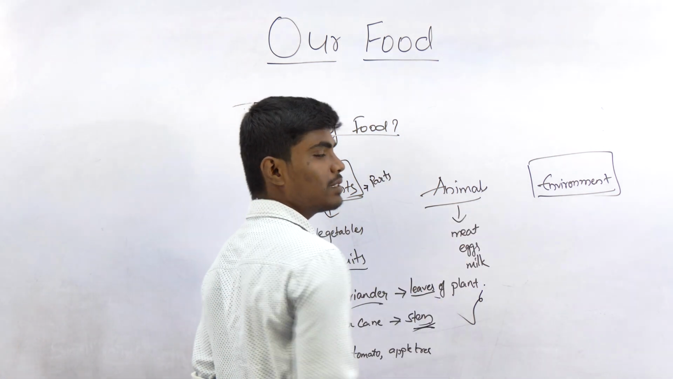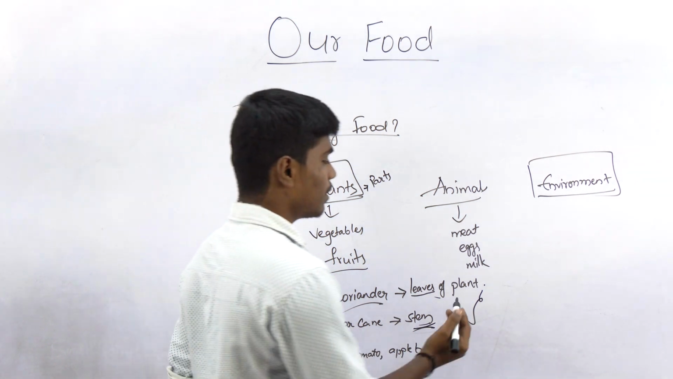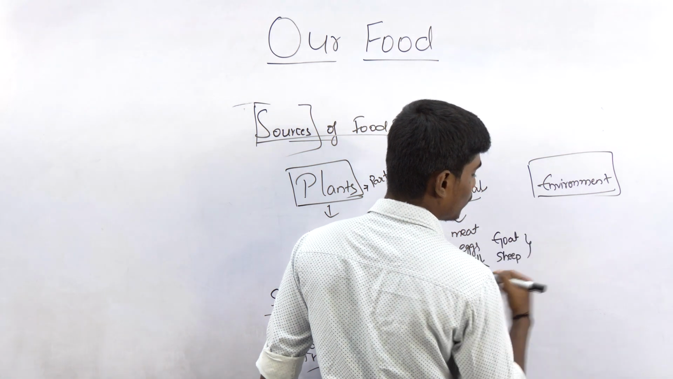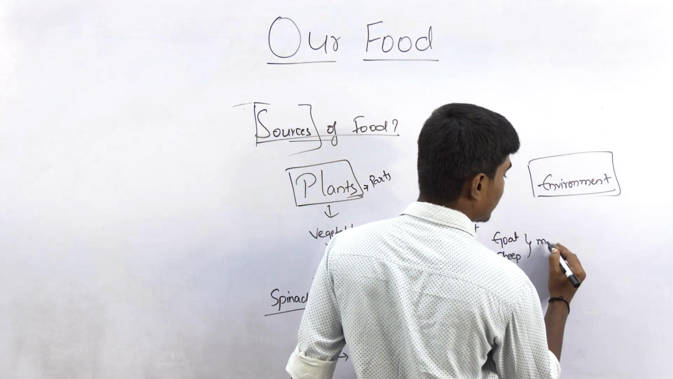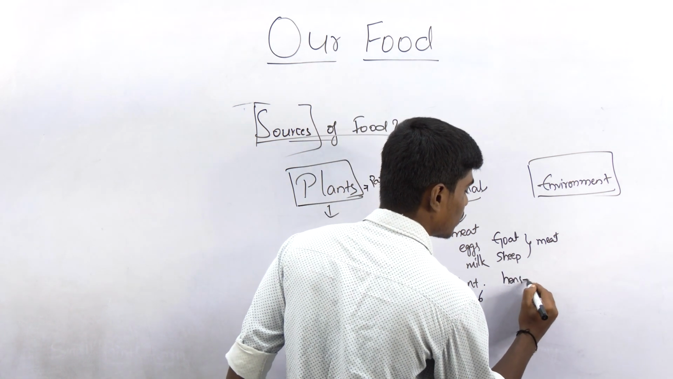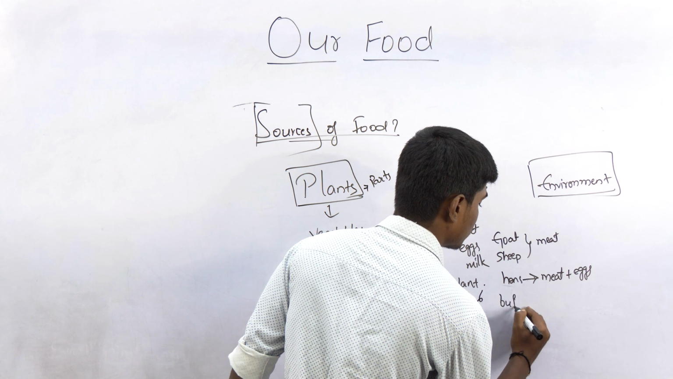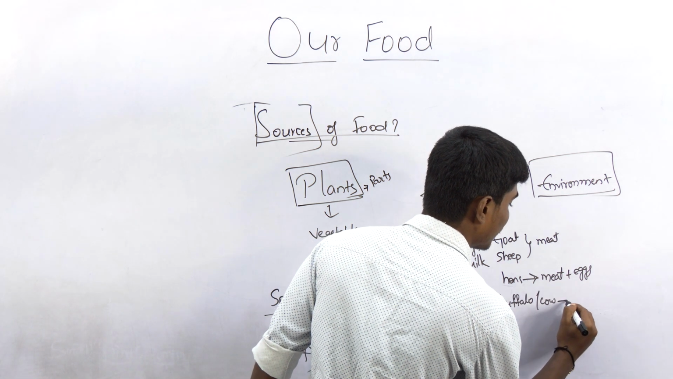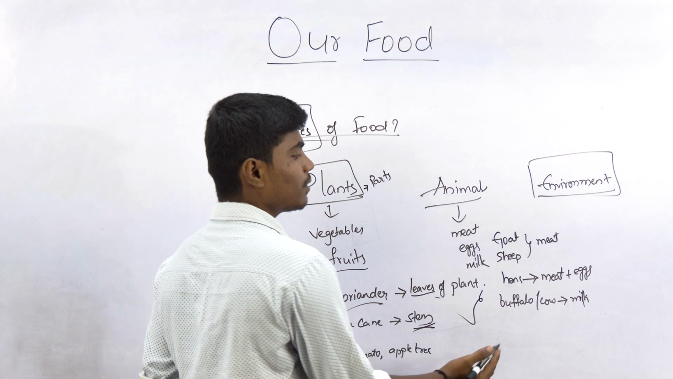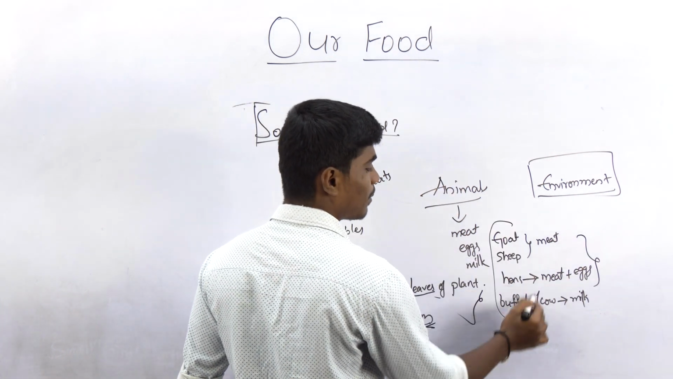While coming to the animals, we get different types of food items from different animals. If we take goat and sheep, we get meat. While coming to the hens, we get meat plus eggs. If we take buffalo or cow, we get milk. In the same way, we get different types of food items from different animals.